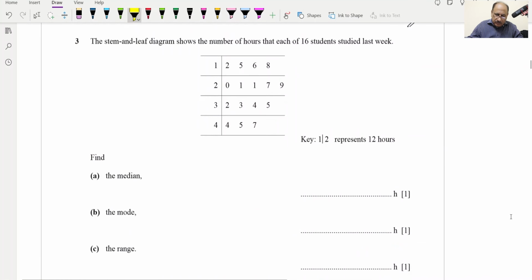Now question number 3, the stem and leaf diagram is provided, which shows the number of hours that each of 16 students studied last week. The key is provided, 1/2 represents 12 hours. Find the median. Median is the middle value. For 16 values, half of 16 is 8, so 4 and 4, 8.